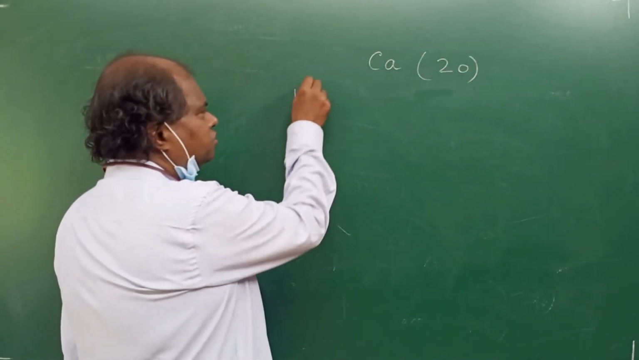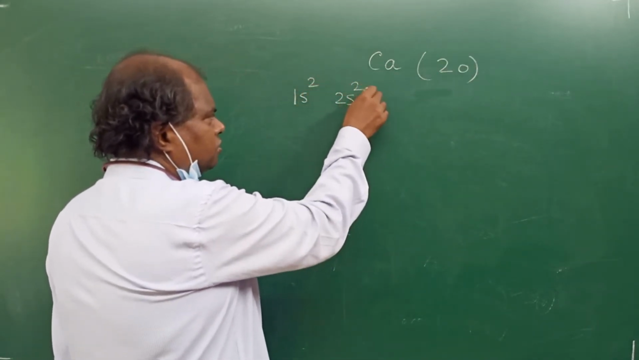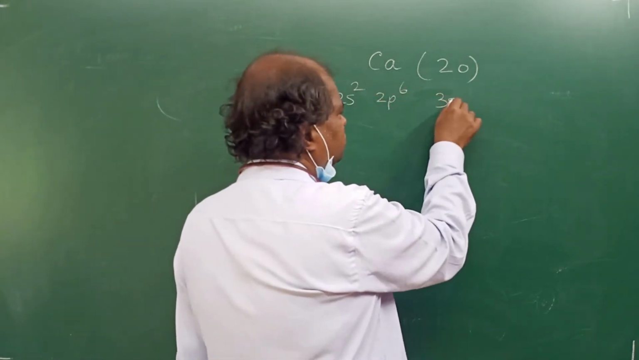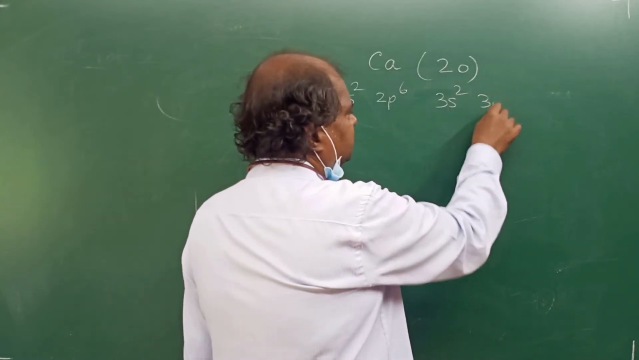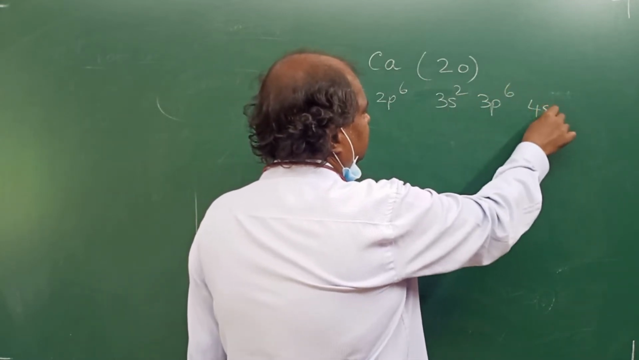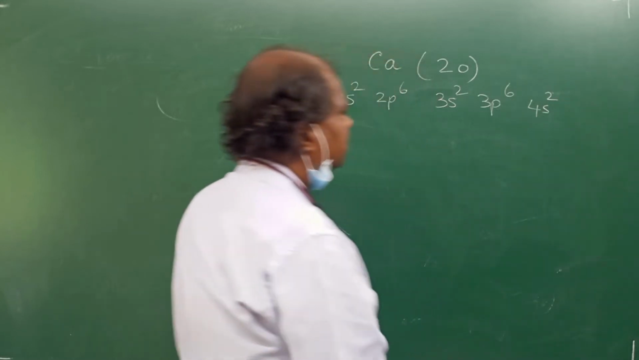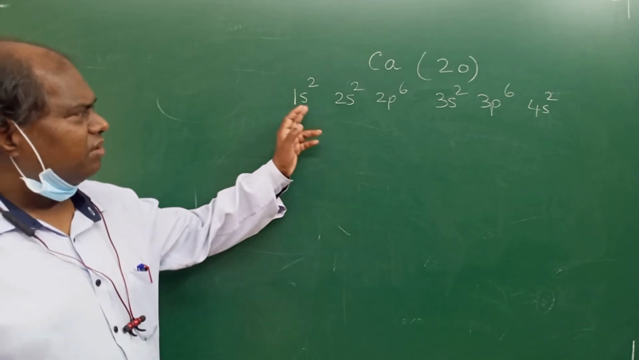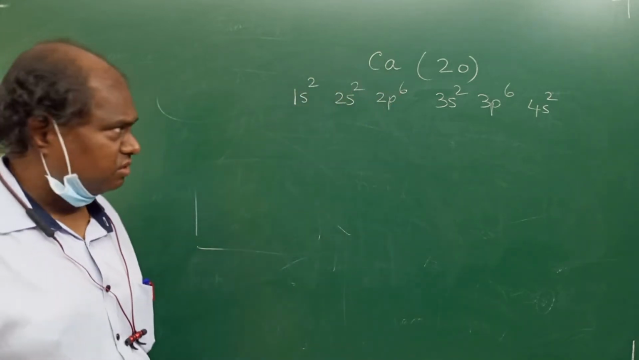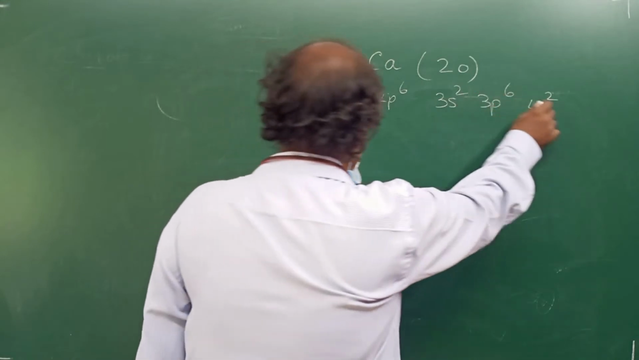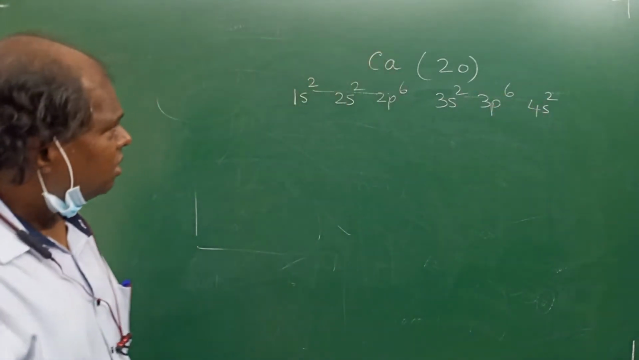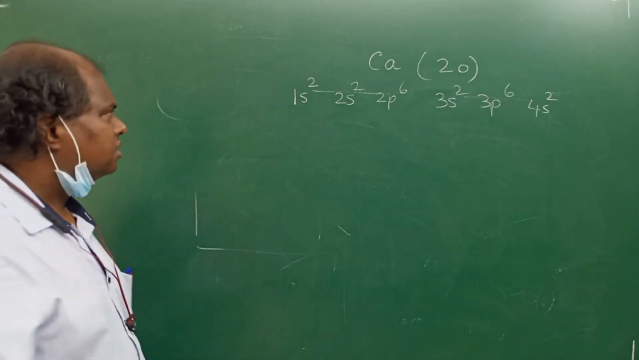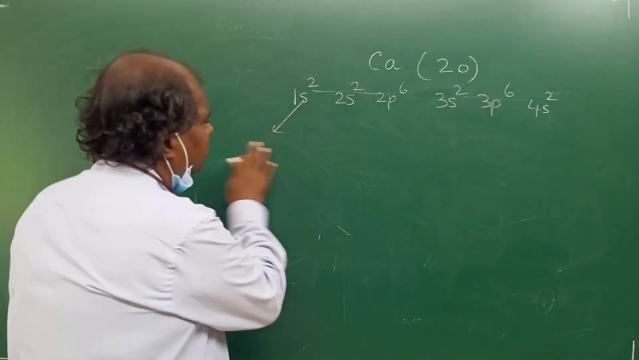See, 1s2, 2s2, 2p6, correct? 3s2, 3p6, 4s2, right? Fine. So atomic number 20, you have 20 electrons, 10 plus 10, 20 electrons, right? Now students, I want you to write the address for every electron. What are the quantum numbers? So for this 1s, you tell me what are the quantum numbers?